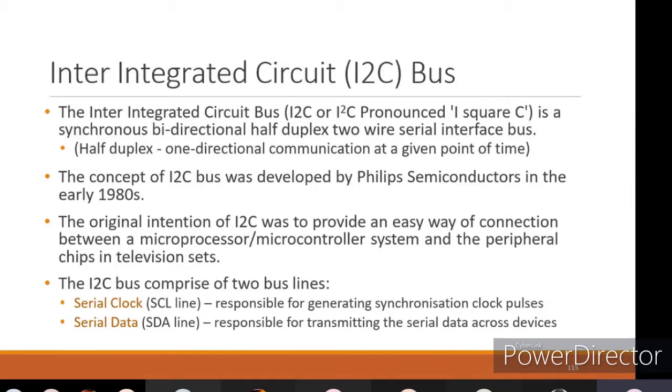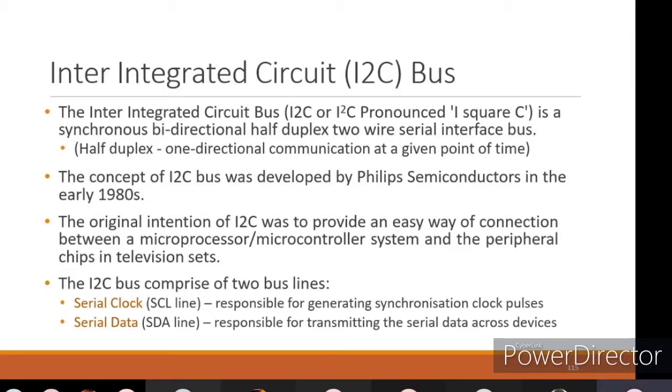How? One wire, one serial bus you will be using for the transmission, another serial bus you will be using for the reception. Bidirectional half duplex, because in one wire, if you are transmitting you cannot receive at the same time. That's why it is called half duplex transmission.